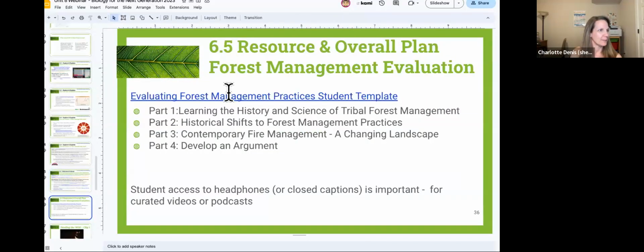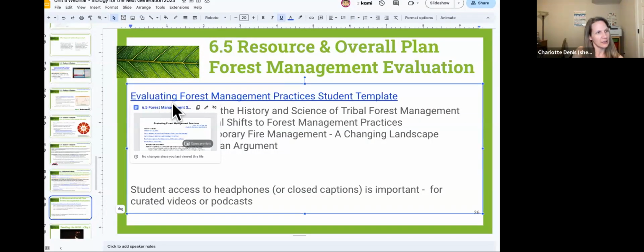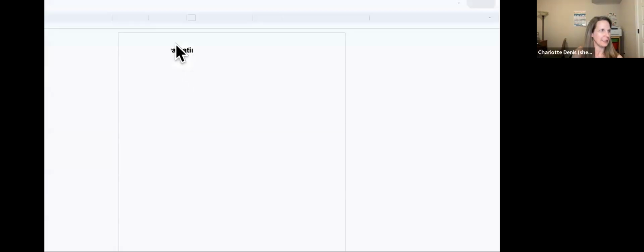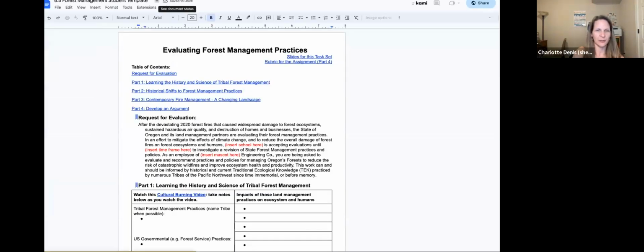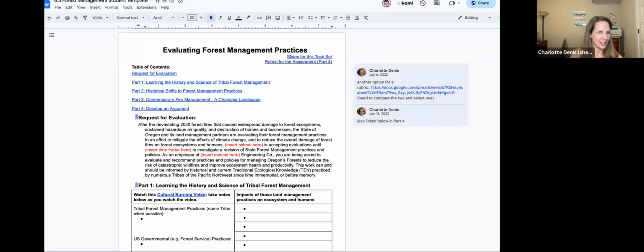Let's see, how do I have this set up? Yeah, this is one where I think it's probably helpful to look at the student template. Let me put this into the chat for you, so you can see what that actually looks like.